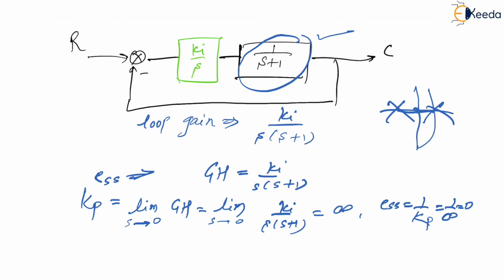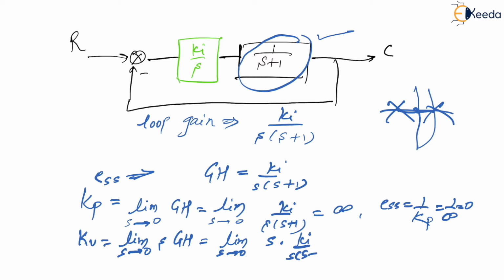Error is 0. Now let us find Kv. Kv is limit as S tends to 0 of S into GH, which is limit as S tends to 0 of S into Ki upon S into (S plus 1). The S and S get cancelled. S into 0, it becomes Ki by 1. Therefore, ESS is 1 by Kv, so it becomes 1 by Ki. What do you observe? You observe that error has been reduced or not.